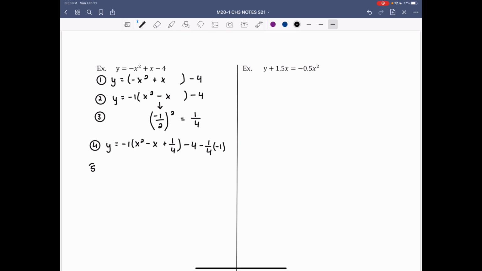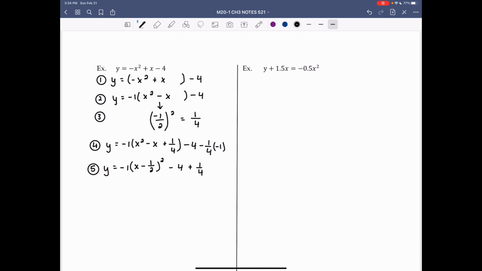Step 5, factor the trinomial. y equals -1, bracket, the square root of x squared is x, the square root of 1/4 is 1/2. Square root of 1 is 1, square root of 4 is 2. The middle term has a negative for the sign, so we have a negative for our binomial. Close the bracket, the binomial is squared. Then we have -4, and -1/4 times -1 would be positive 1/4.